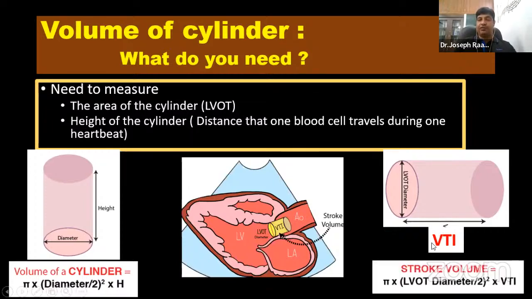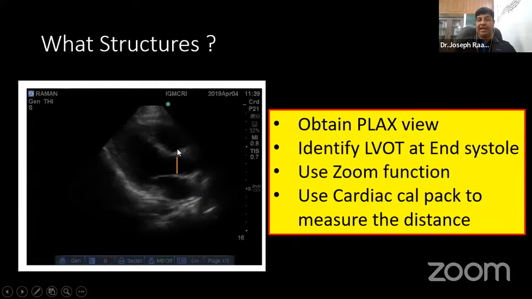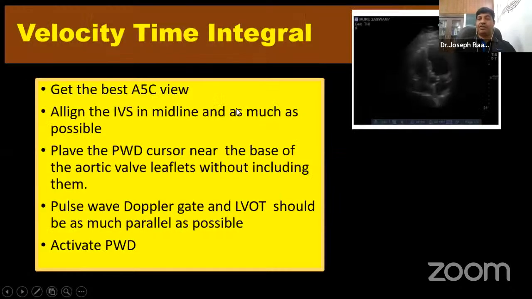So what are the views we need to get? These are the two views. One is the Plaque's view, where we need to measure the LVOT diameter when the valves are well opened. So obtain a good Plaque's view, identify the LVOT, then use the zoom and measure the LVOT diameter. Okay. Then you go to the apical 5-chamber view.